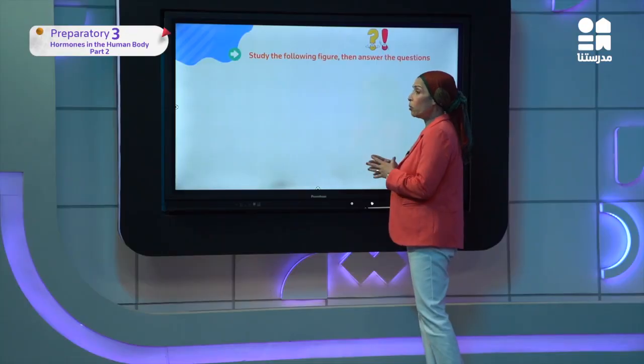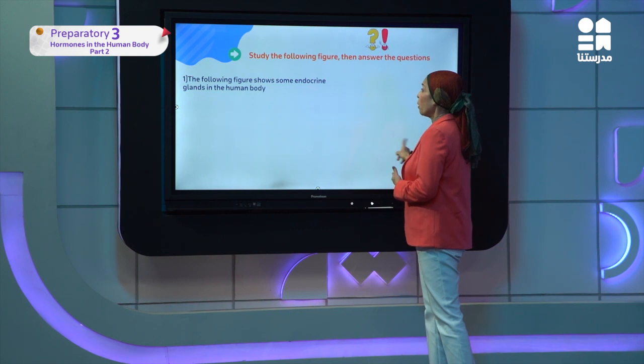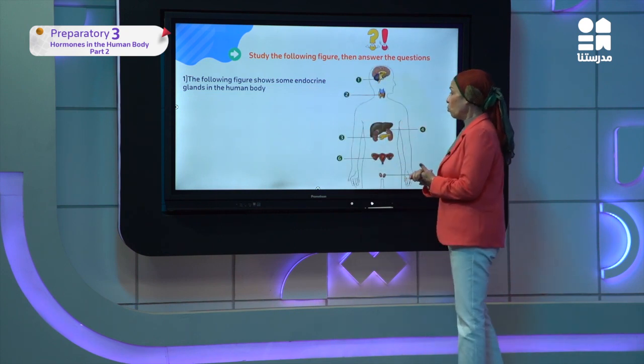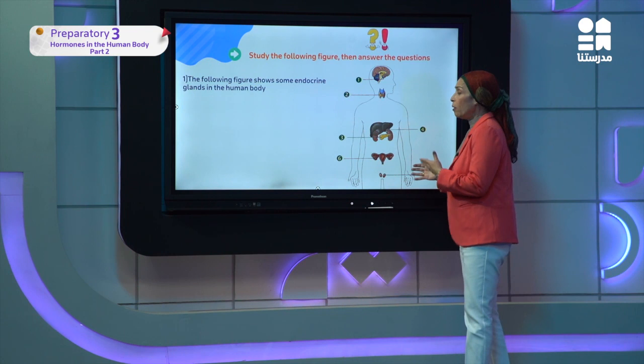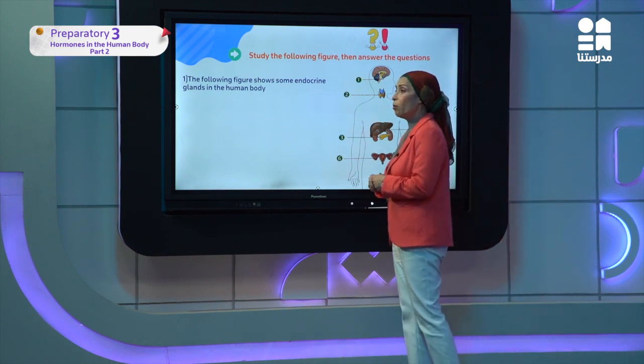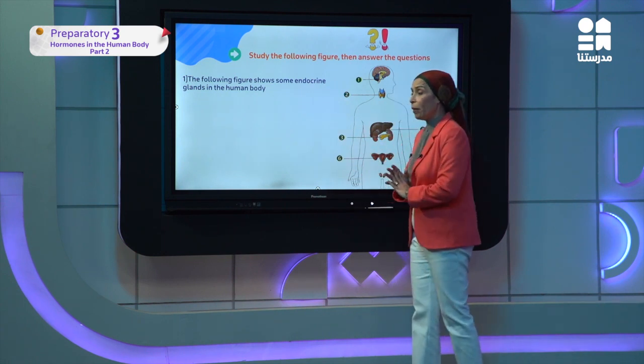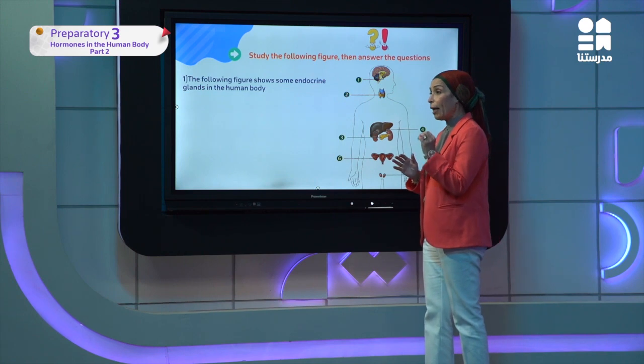Let's see now a certain type of question which is different from the other type, which is related to a figure. It says, studying the following figure, then answer the following questions. It gives me the figure with numbering and says the following figure shows some endocrine glands in the human body. These are some of the endocrine glands that are in your body. We'll see all the questions on it. In this type of question you have to focus well on what is required from you.